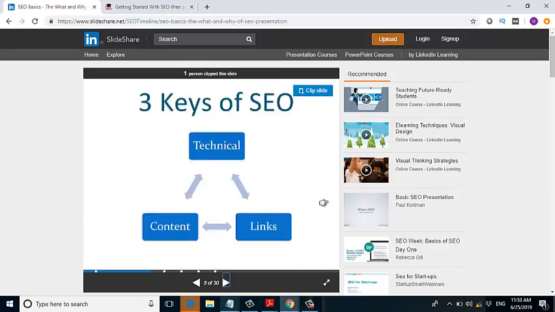Three keys of SEO, like technical and content. SEO is actually based on three things. For example, if you have a website, then your website should be technically strong.